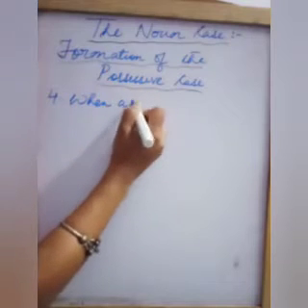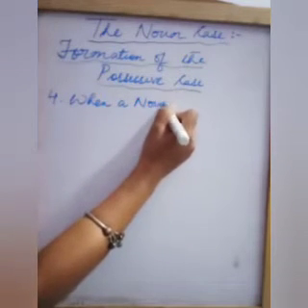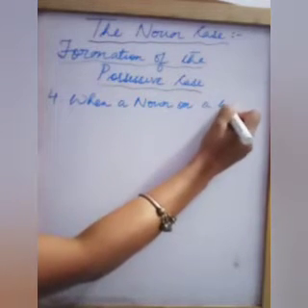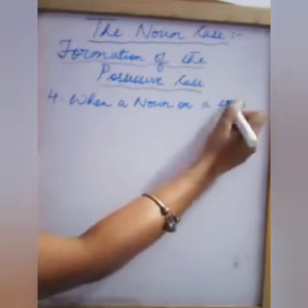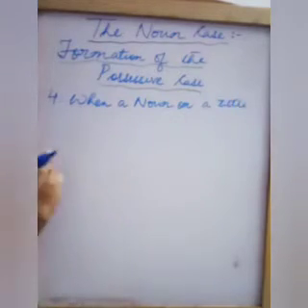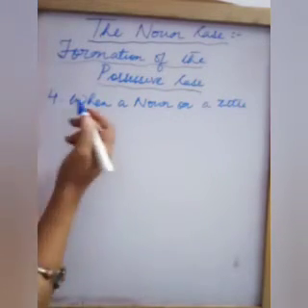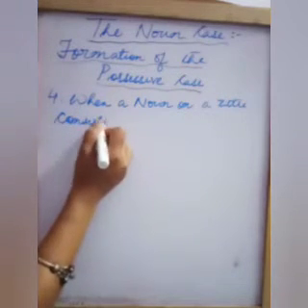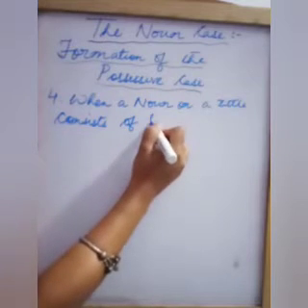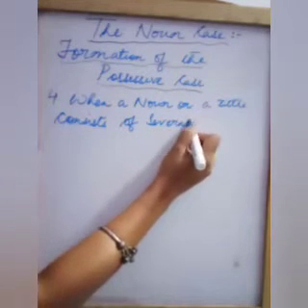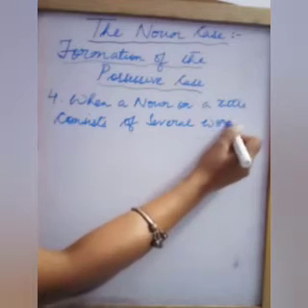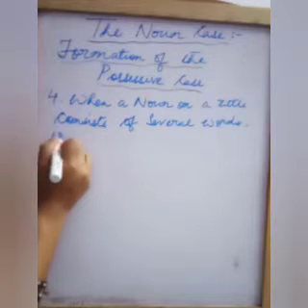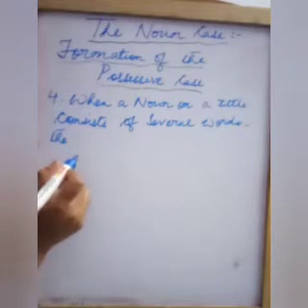When a noun or a title, say some name, title, whatever, consists of several words, isn't it? When a noun or title consists of several words, the possessive sign, where will we attach it to show possession?